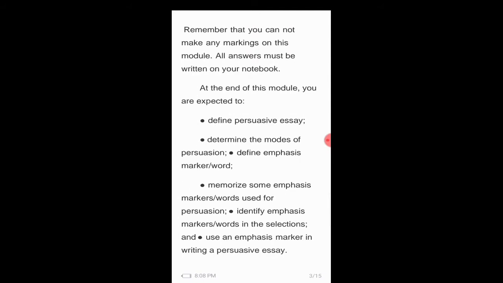We will be revealing later what is the definition of a persuasive essay and what are the possible words that we can use to persuade other people. Okay?